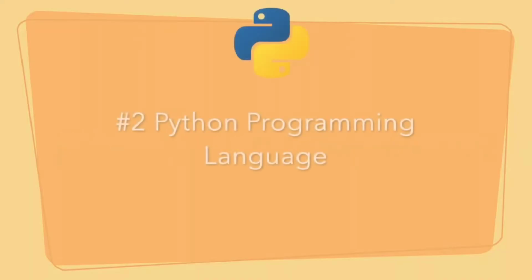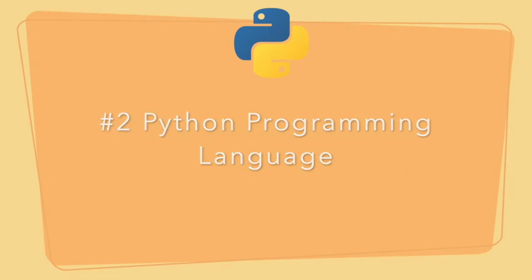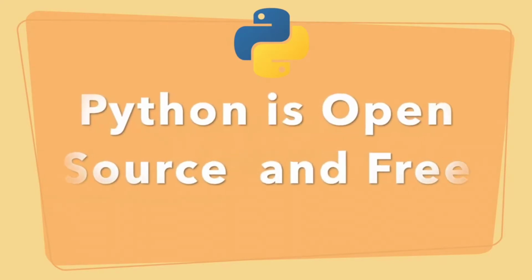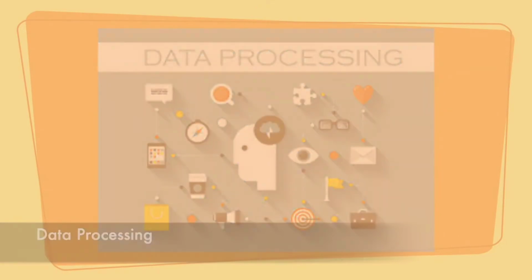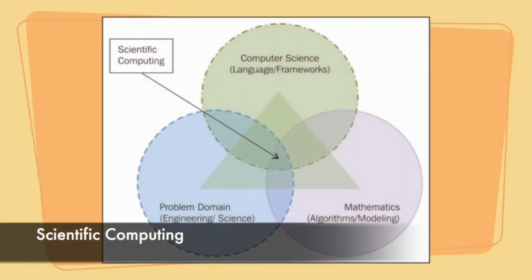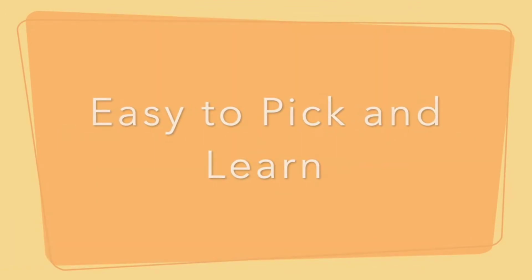The second language we are going to discuss is Python. Python is a completely free and open source language that first appeared in 1990. It's mostly used for data processing, AI research, and scientific programming. Python is easy to pick up whether you are a first-time programmer or you are experienced with other languages.